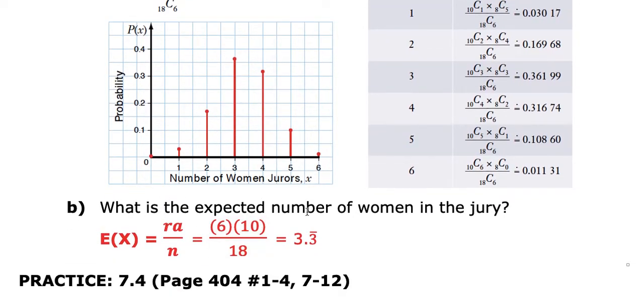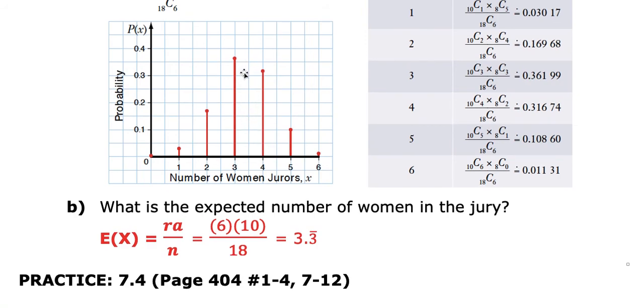Now, contrast this expected number of women in the jury with this illustration of the probability distribution. The expected value of X is equal to RA over N. So R is the selection size, A is the number of items that we consider to be successful, and N is our population size. So 60 divided by 18 is approximately 3.33. So notice that this is asymmetrical. It's skewed a little bit to the right-hand side. 3.33 is what the average is, the expected value.